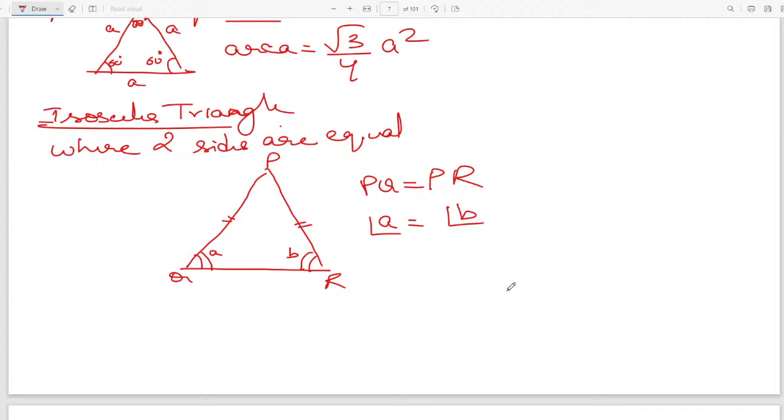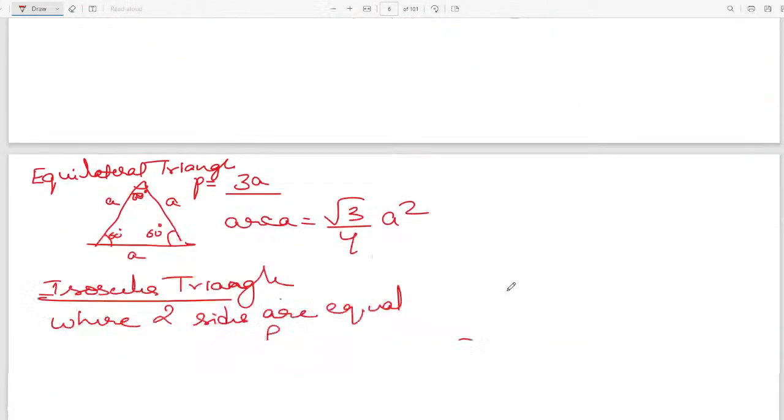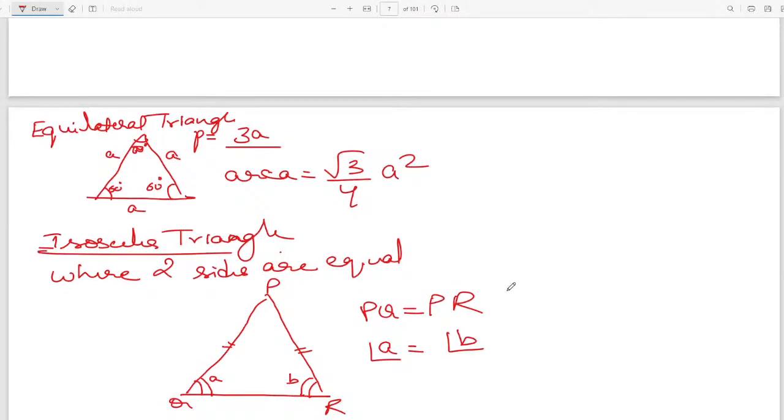How does the area come in an equilateral triangle? See, it's a standard formula. You can memorize it by heart. If you want to derive, you can derive that also. It requires trigonometry, so don't get into that.